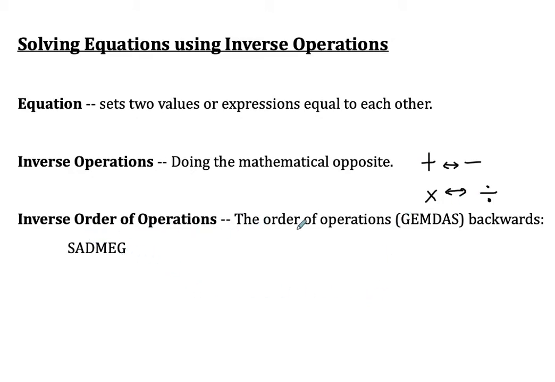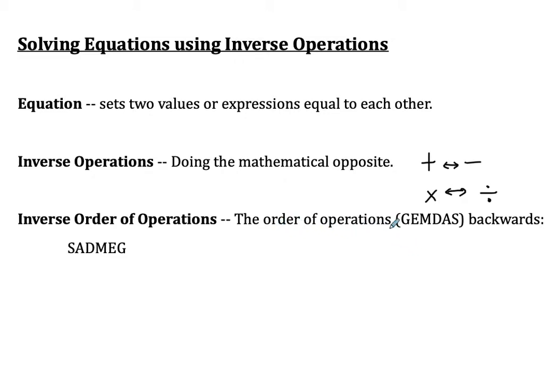In the order of operations itself, right, GEMDAS, the order that we usually do our operations is, if we're doing the inverse, it means we're doing the backwards order of operations. We're undoing, or I like to think of it as unwrapping a present. When we wrap a present, we put the paper around it first, and then we tape it, and then we put a bow around the outside. And when we unwrap it, we do it in the opposite order. We take the bow off, we take the tape off, and then we unwrap the paper.